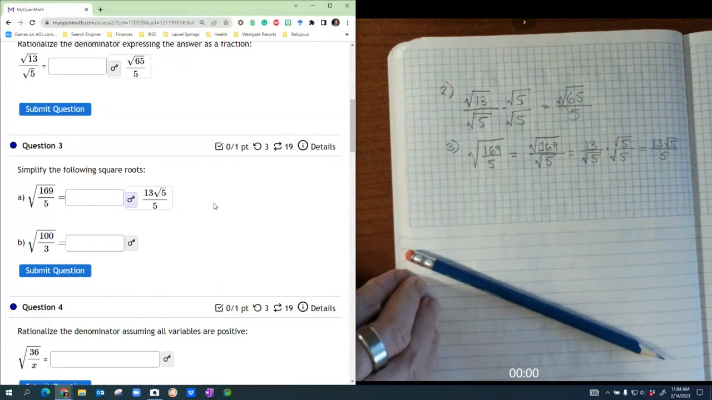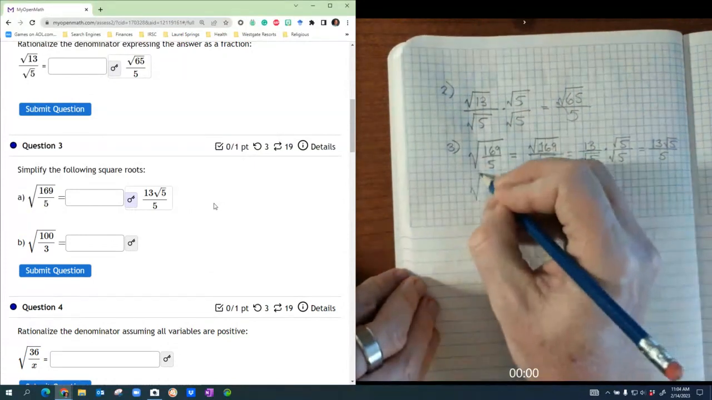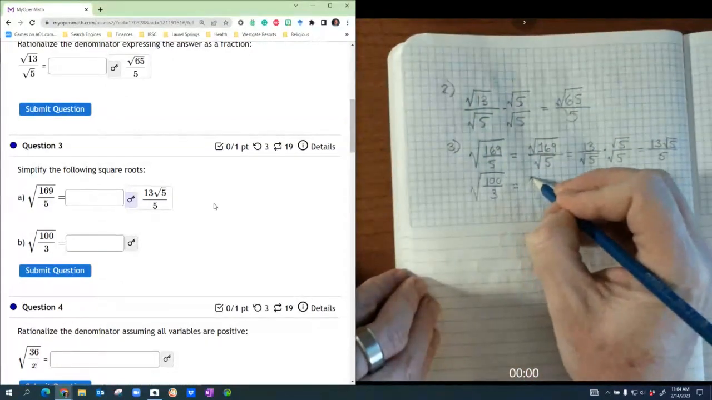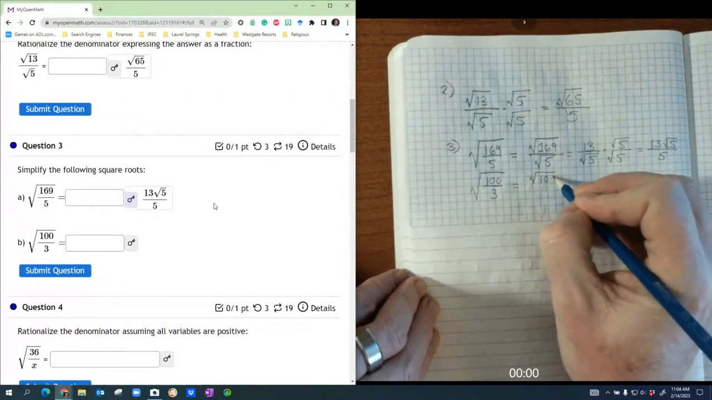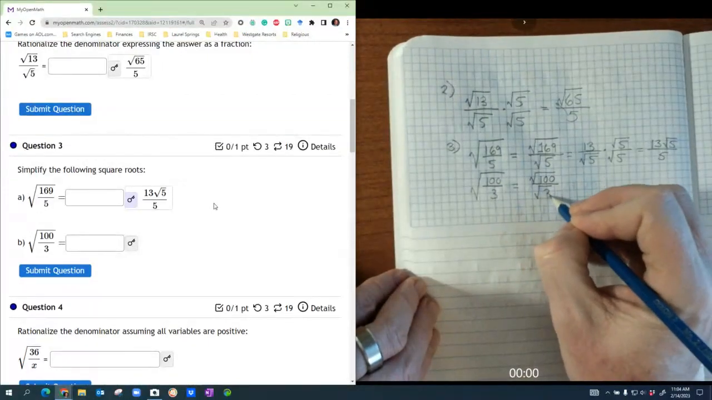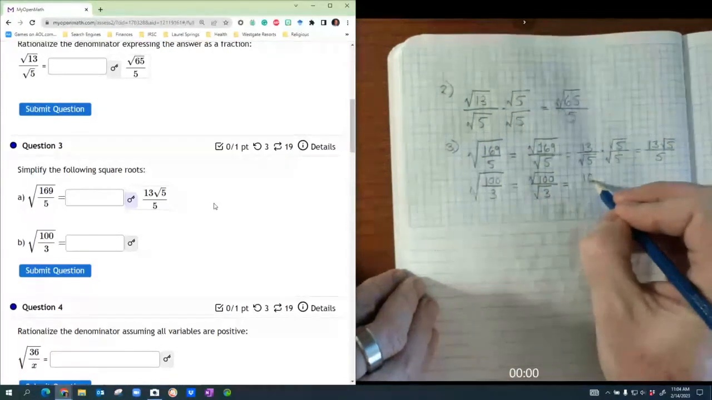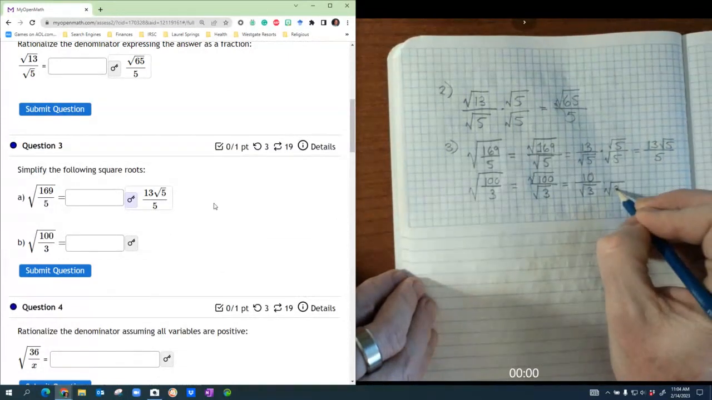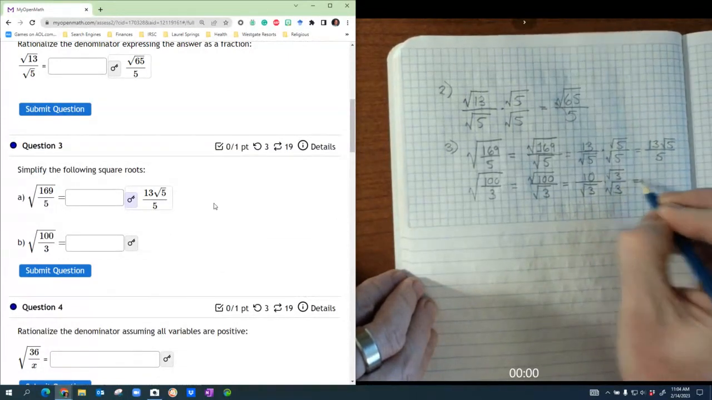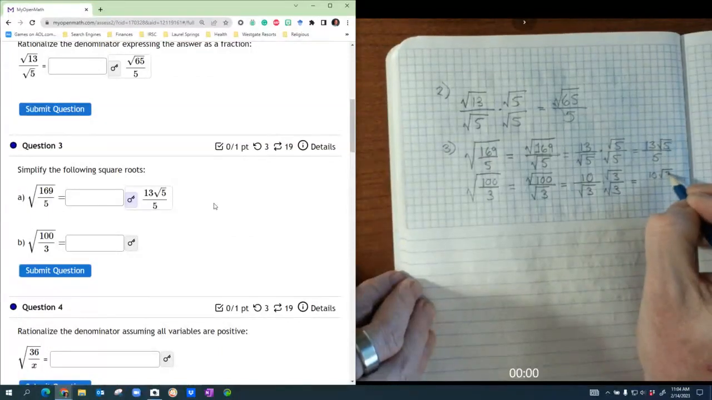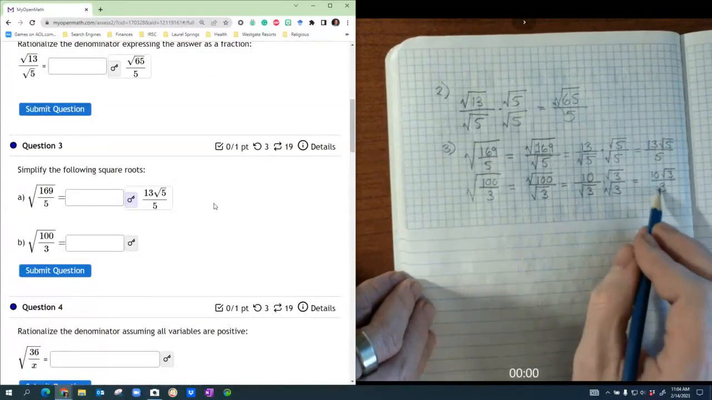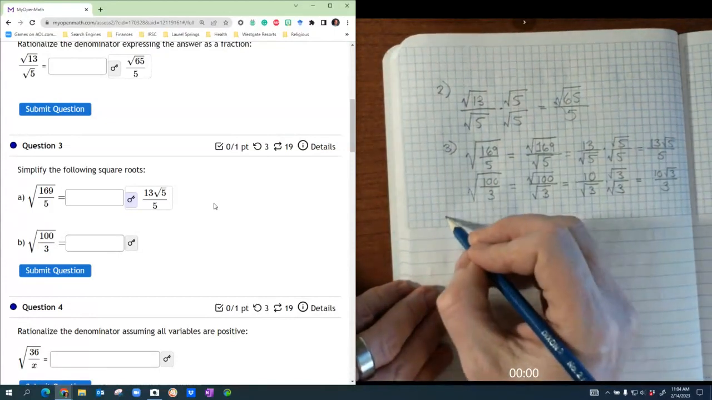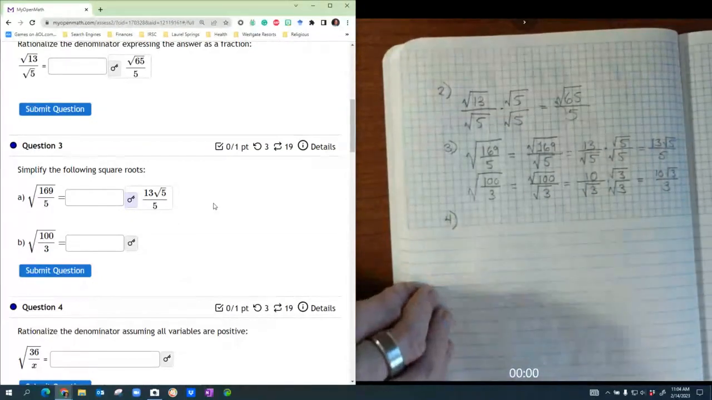All right? Now, same thing goes for the next one. When we have 100 over 3, we can separate that into 2 parts. That's radical 100 over radical 3, and this is going to equal 10 over radical 3. We're going to have to multiply both top and bottom by radical 3. That leaves us with 10 radical 3 over 3. Again, 3 can't go into 10, so that's all we have for that. Pretty nice. All right?